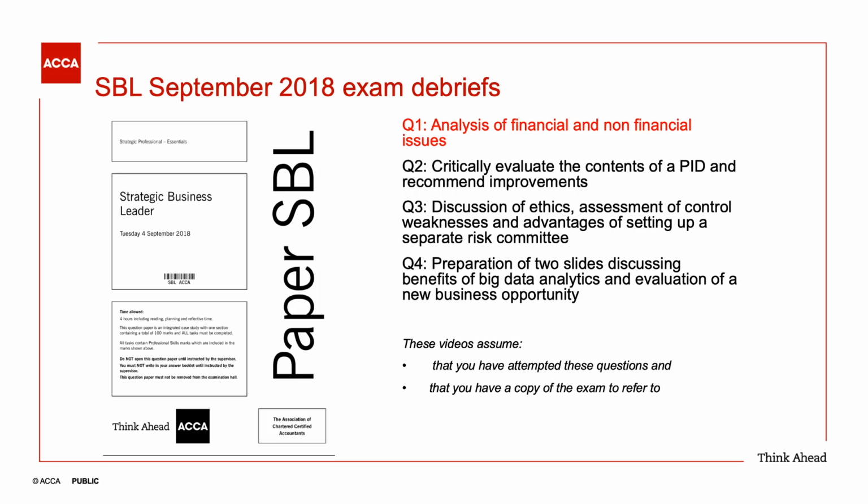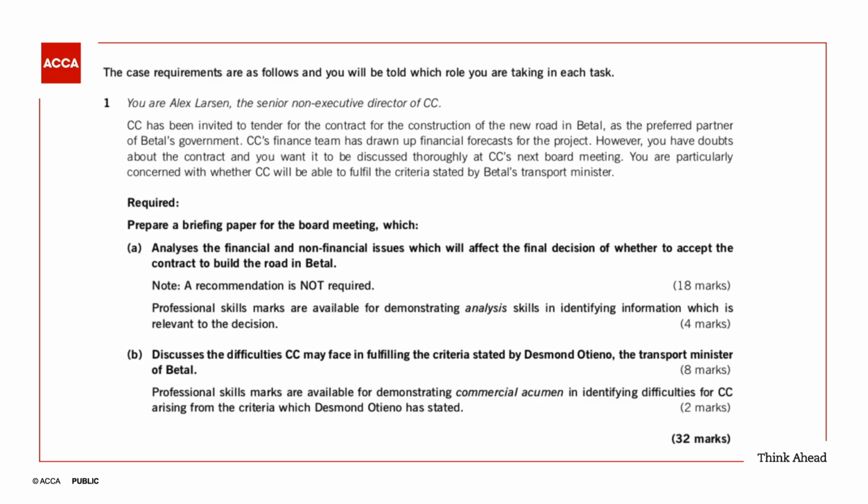Before we start looking at the question, I'm assuming that you've attempted the question and have a copy of the exam to hand. Question 1A is broken into two parts, and the first part asks us to analyse the financial and non-financial issues which will affect the decision of whether to accept a contract. In Part B, we're asked to discuss the difficulties in fulfilling the criteria stated by the Transport Minister.